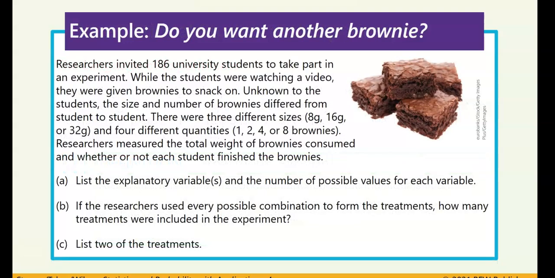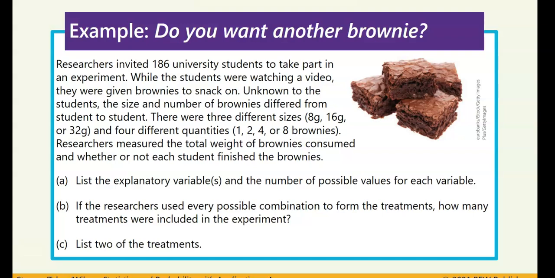Researchers invited 186 university students to take part in an experiment. While the students were watching a video, they were given brownies to snack on. I like this one. Unknown to the students, the size and number of brownies differed from student to student. There were 3 different sizes: 8, 16, and 32 grams, and 4 different quantities: 1, 2, 4, or 8 brownies. Researchers measured the total weight of brownies consumed. Wow, what if you ate all 8 32-gram brownies? They also recorded whether or not each student finished the brownies.